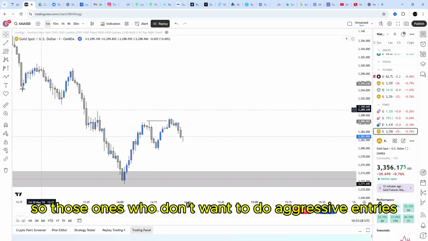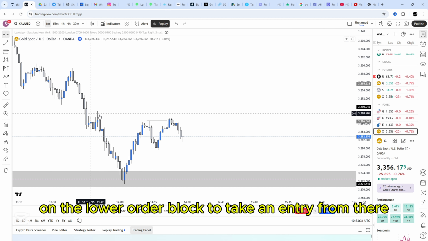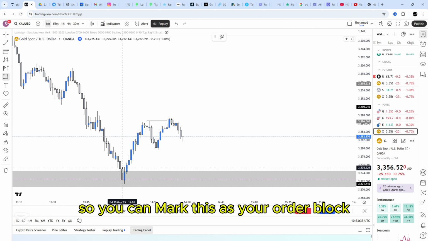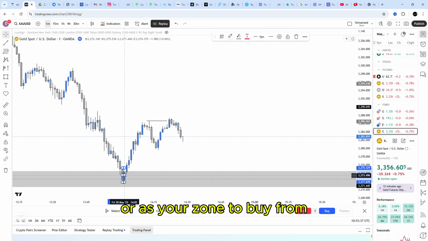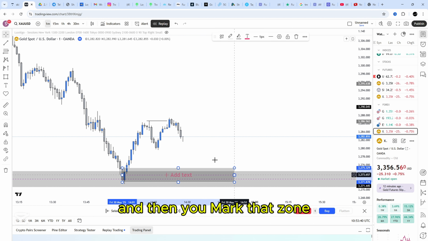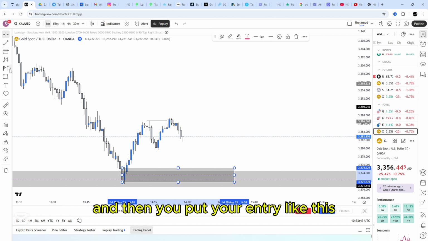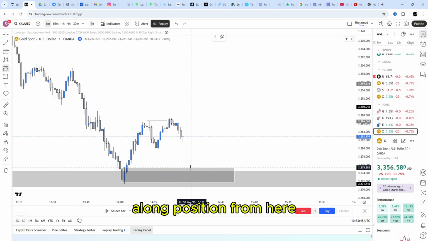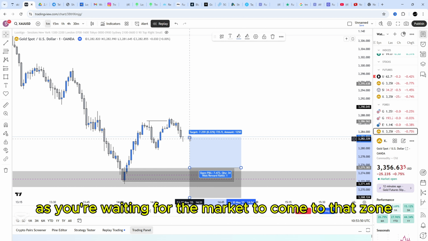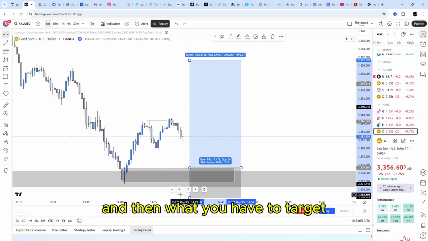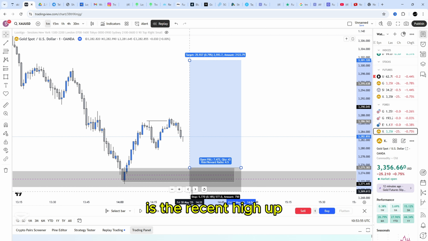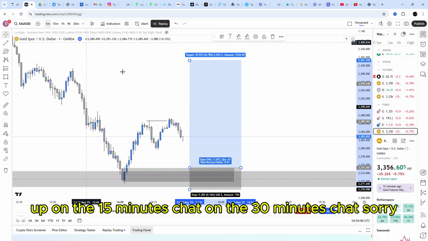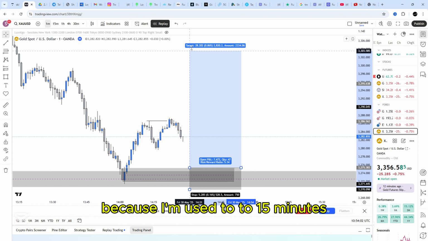Those who don't want to do aggressive entries will wait on the lower order block to take an entry from there. So you can mark this as your order block, or as your zone to buy from, and then you put your entry like this, a long position from here, as you wait for the market to come to that zone. Then what you have to target is the recent high on the 15 minutes chart, or on the 30 minutes chart, sorry, because I'm used to the 15 minutes.